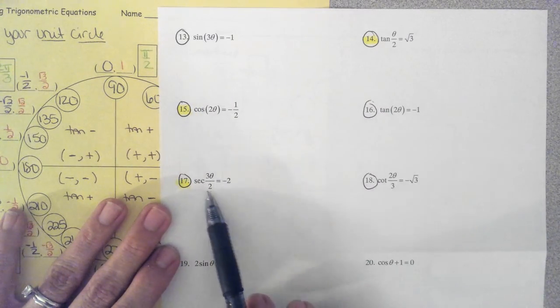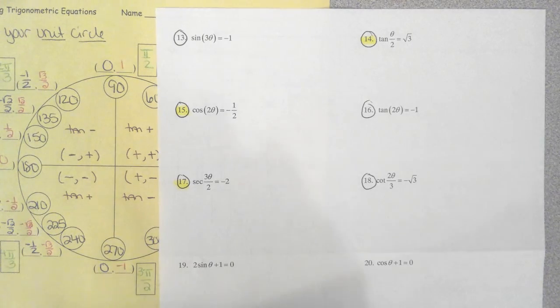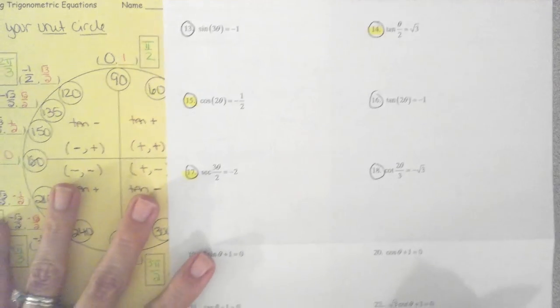theta. And what we talked about in class was that the number in front of the theta tells me how many times I'm going around the circle. So what I'm going to do is I'm going to work a couple of these in case you weren't here so that you understand what was going on. So I'm going to start with number 15.